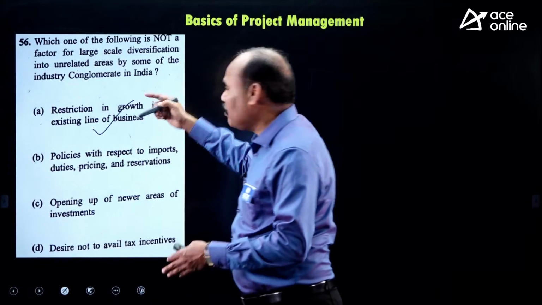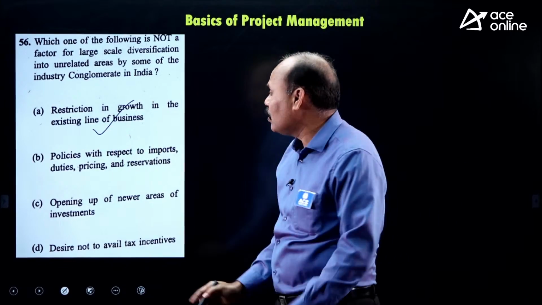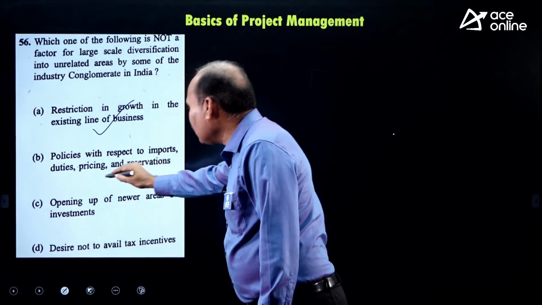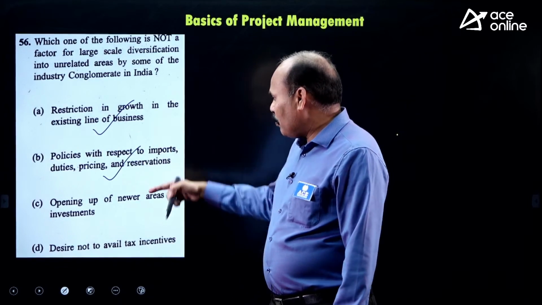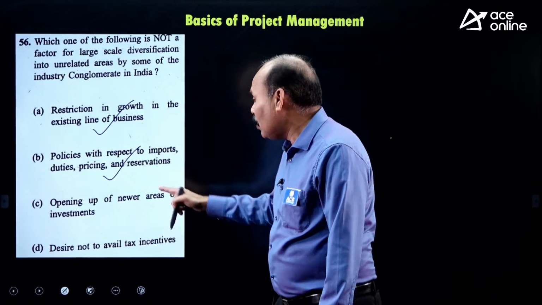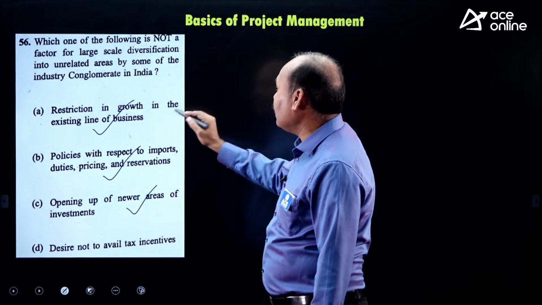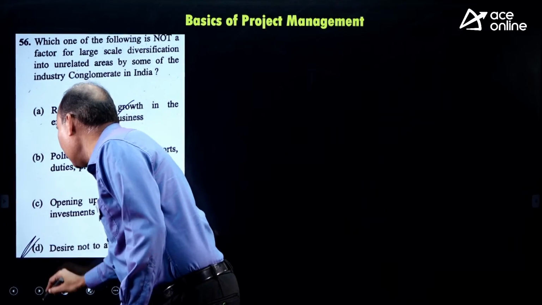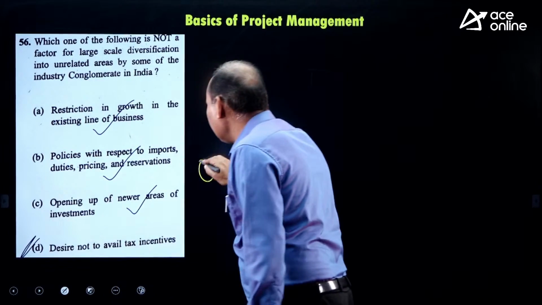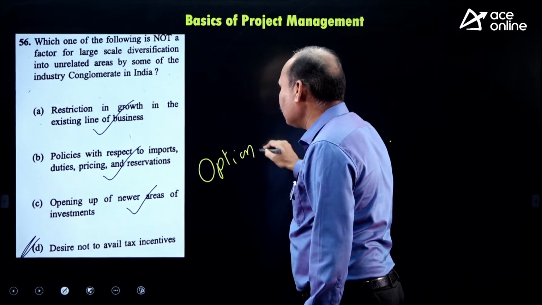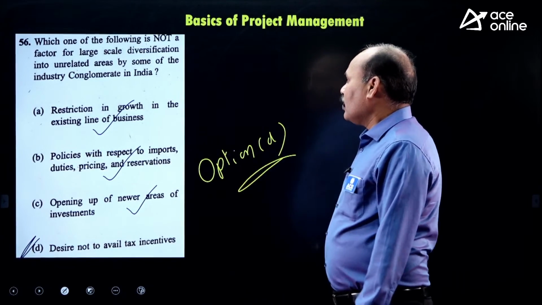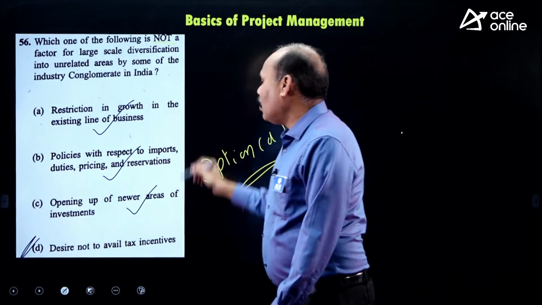So diversification is generally taking place. Policies with respect to imports are also reasons for diversification. Opening of newer areas, but which one is not at all a factor? Answer is option D. E is not mentioned, so the answer is option D.